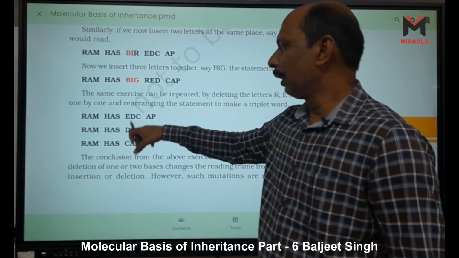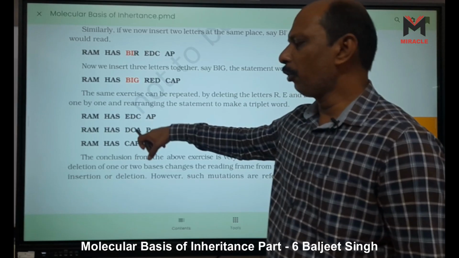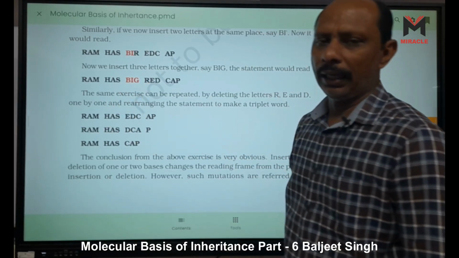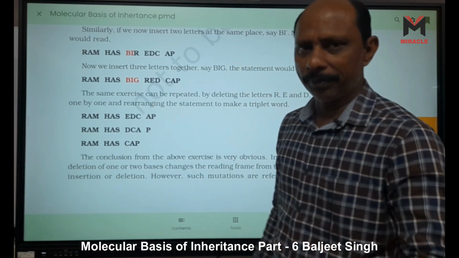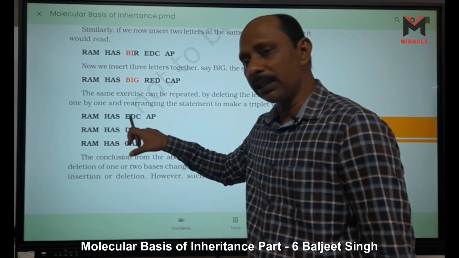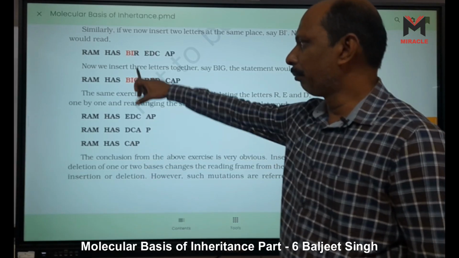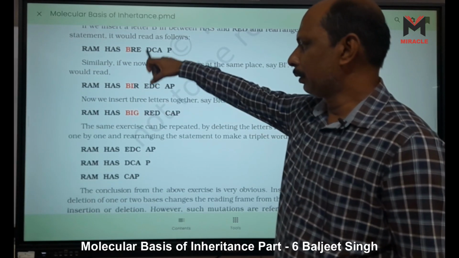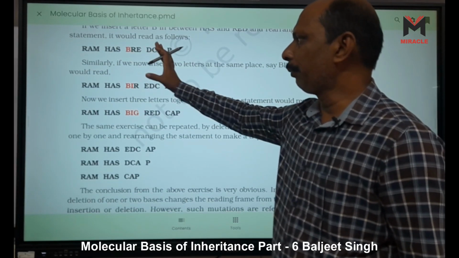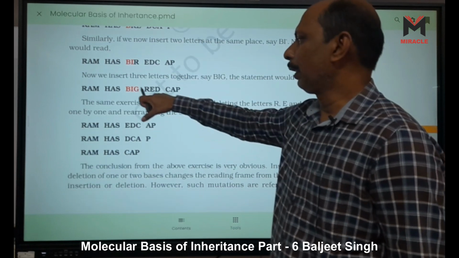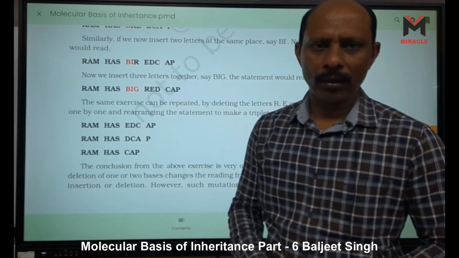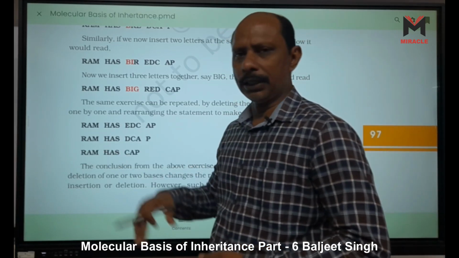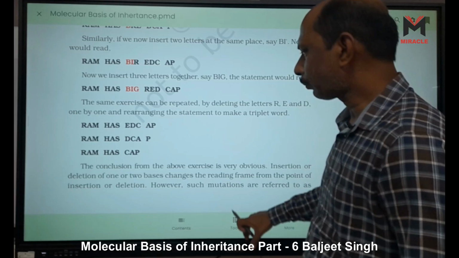But in these two cases, all the amino acids after this region have changed. But here only one amino acid is added. Here, one amino acid is deleted. This one is called deletion. In the other process, all the amino acids are altered, but here one amino acid is added, which is called addition, right? Addition and deletion are point mutations, right?